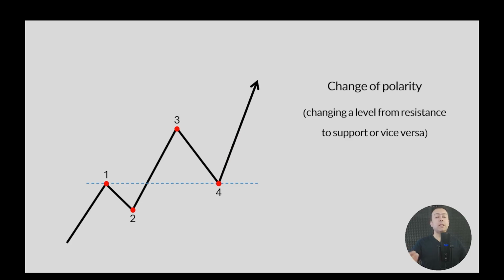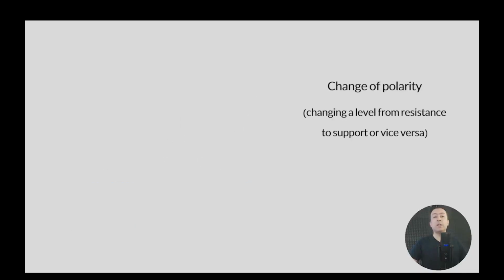This is where we say that the level which previously acted as resistance at point 1, this time has taken on a support role and a polarity shift has occurred. We have the same situation when it comes to a downtrend.